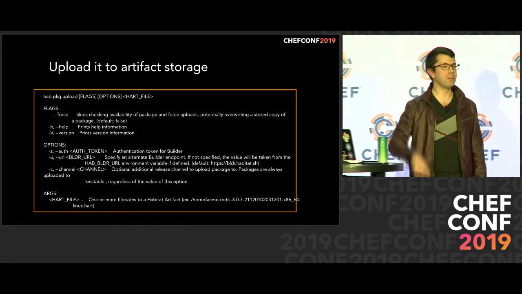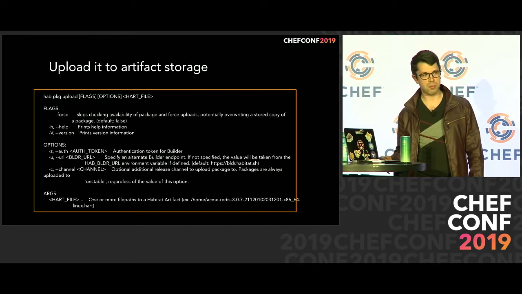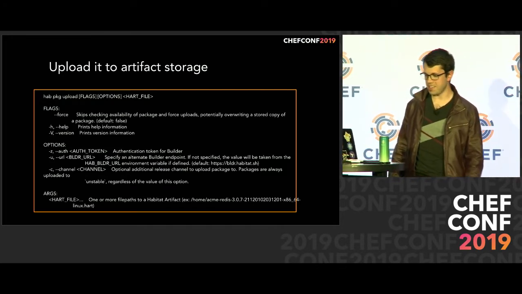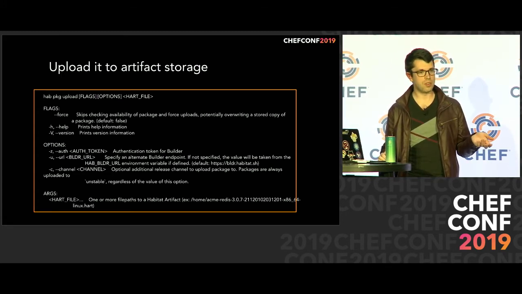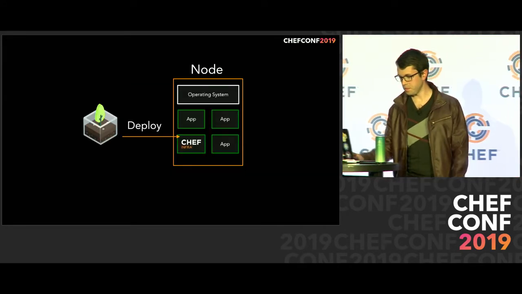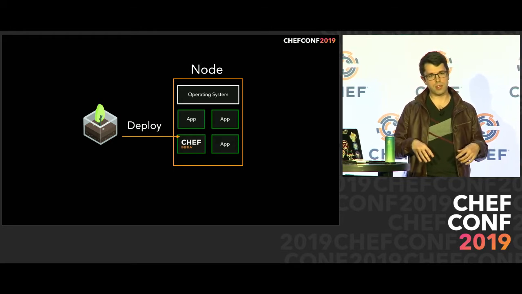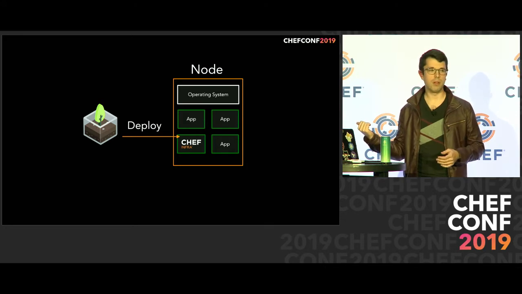So this is how you upload it. I just literally got the help text off of hab pkg upload. You can grab this as well if you want to read all of this later. But this just lets you upload the .hart file to Builder, whether that's your internal Builder or the public Builder. And so now we have this package up on our artifact server, and now we need to get it deployed onto the node.